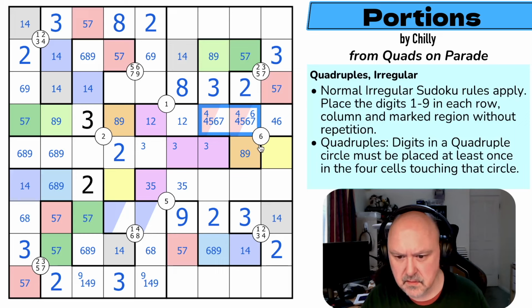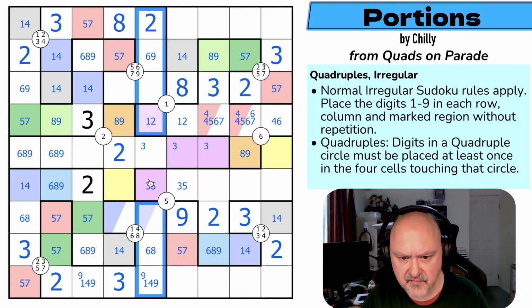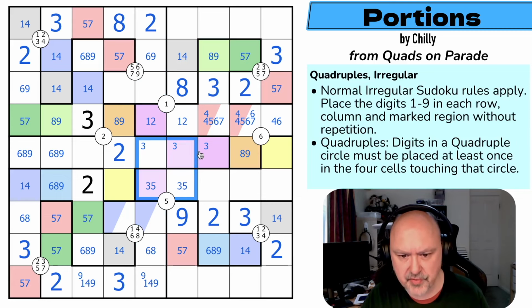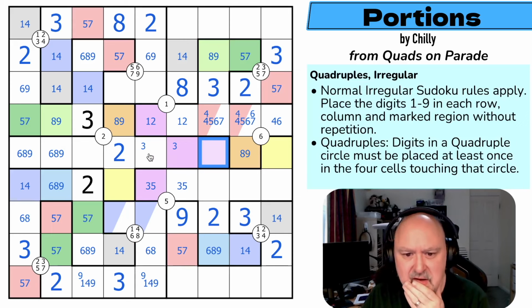3 in this column. Can't go in any of those. Can't go in any of those. It's in one of those two. 3 in this column. Can't go in any of those or there. Can't go in any of those. So this is an X-wing on 3s. So I can't put a 3 there. Yeah, I had that from that. So 3 is here. And here, or here and here.